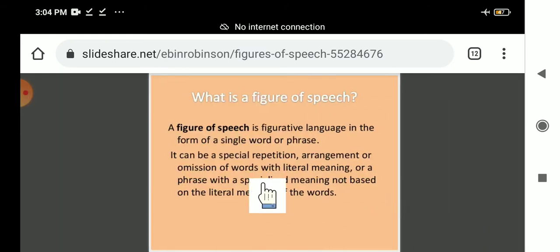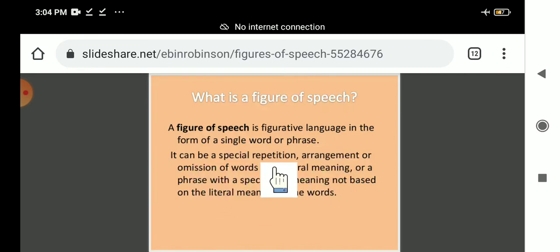So here let's quickly revise what we have seen in the previous slides. What is a figure of speech? See, again here we will get the meaning. A figure of speech is figurative language. Figurative language means paheliyan, jumbled words, jumbled sentences where the meaning is not straightforward, it is an indirect meaning, in another language. So that other language is called figurative language. In the form of a single word or phrase, it is called a figure of speech.